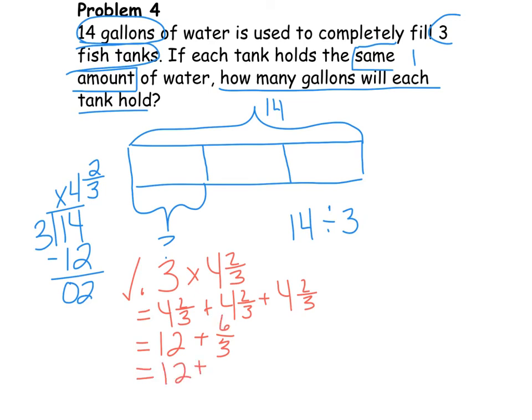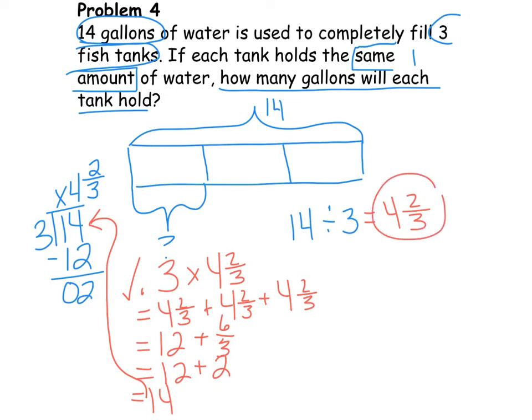Well, now I have an improper fraction, 6/3. I want to make it a mixed number or a whole number. So what's 6 divided by 3? Or how many 3's fit into 6? Well, I know 2 times with no remainder. So my answer for my check is 14. Does that match my dividend? You betcha. So I know that 14 divided by 3 is 4 2/3. Circling my final answer so my teacher can find it. And I know that for 1 tank, it's going to hold 4 2/3 gallons of water.